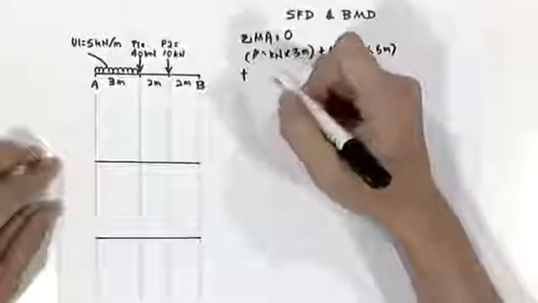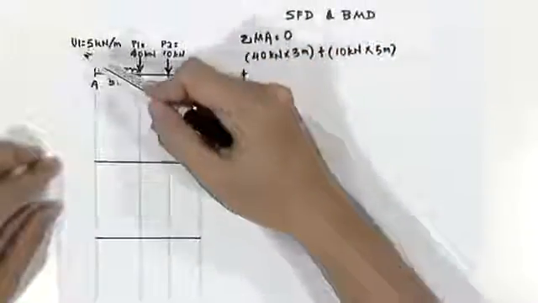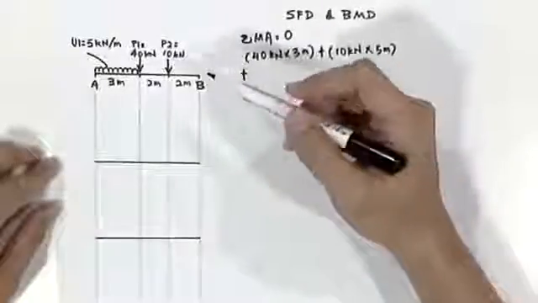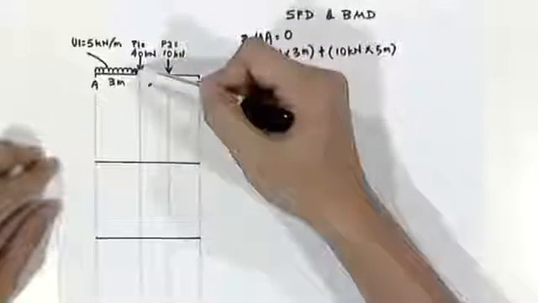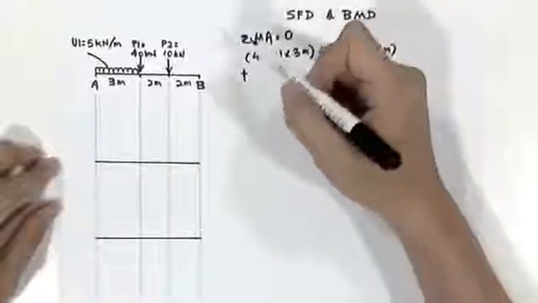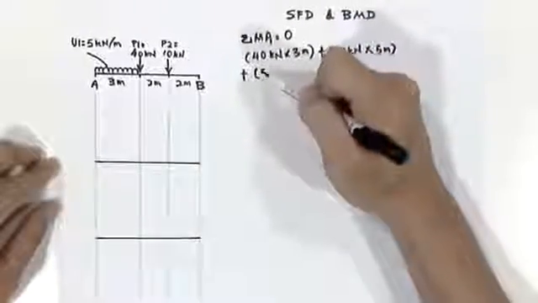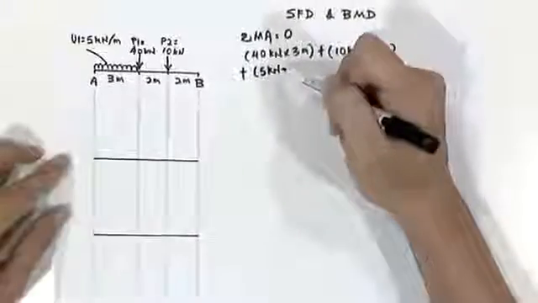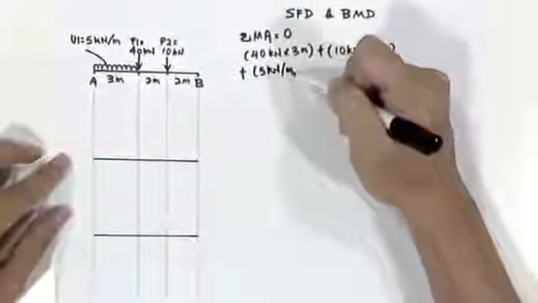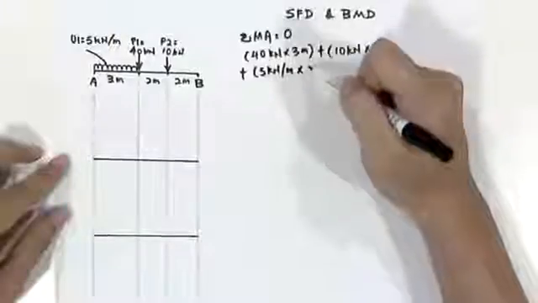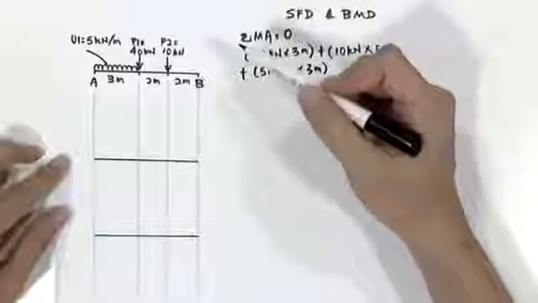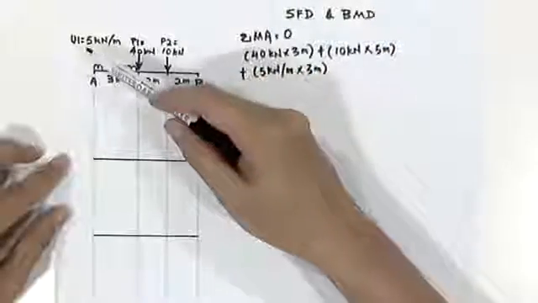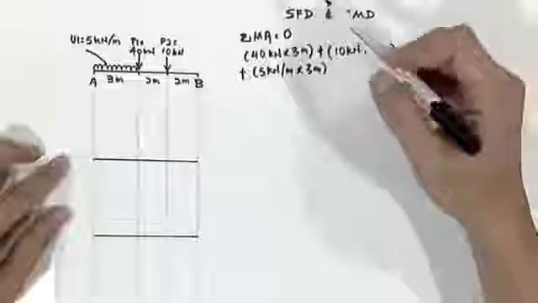Plus, this time we have to convert the uniform load U1 into a point load acting at the middle of the span of that particular uniform load. So how do we go about this is that 5 kilonewton per meter times 3 meter. This is to get the total load coming from the uniform load 1, U1.